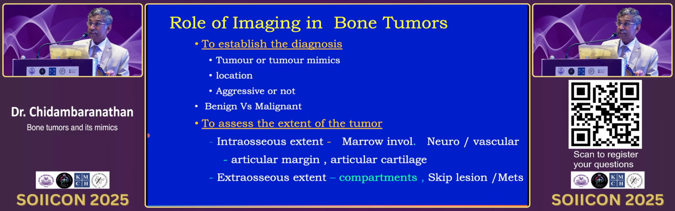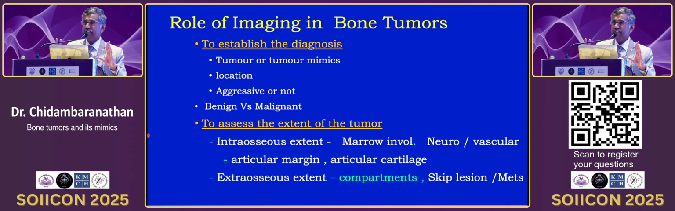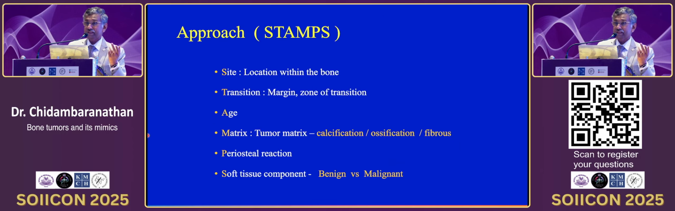And what is the extraosseous component? Is it confined to one compartment? So these are all general overview of the imaging role. My topic is not that one. My topic is mainly tumor mimickers.